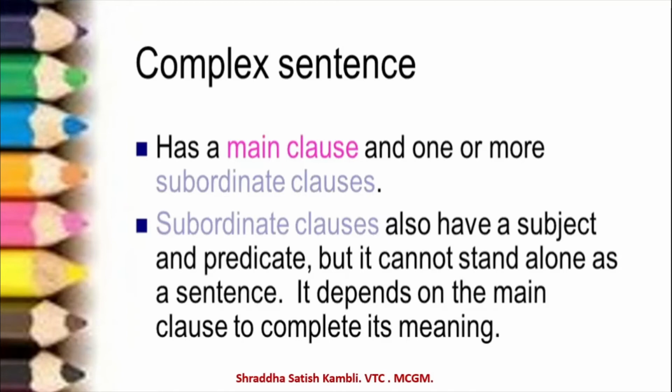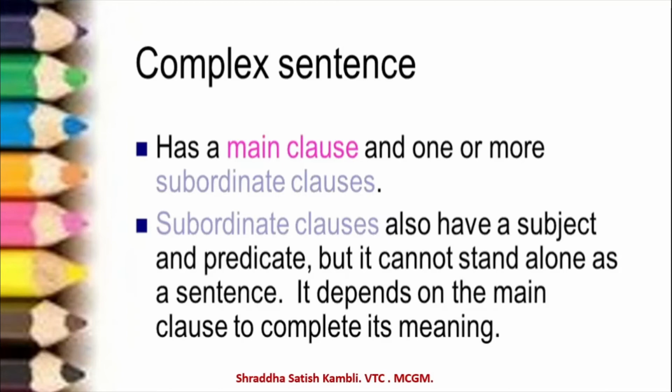So a complex sentence has a main clause and one or more than one subordinate or dependent clauses. Okay? Simple sentence was just one main clause fully together. But now in a complex sentence, I told you, the complication is increasing. So it has got a main clause and it has got one or more than one subordinate clauses.